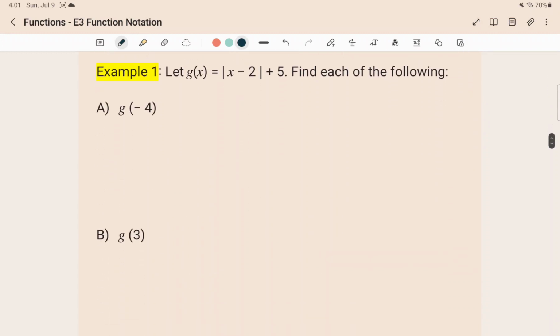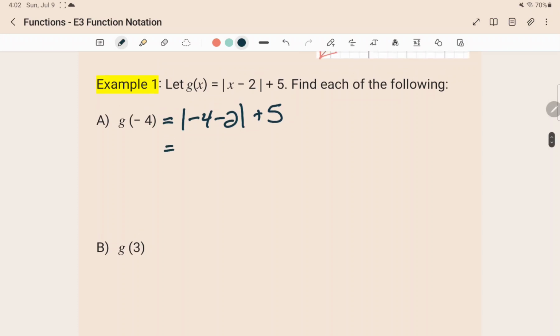Let's try our first example. Let g(x) equal the absolute value of x minus 2, plus 5. Find each of the following. All we're doing is evaluating our function g when x equals -4. So let's plug it in. g(-4) equals the absolute value of -4 minus 2, plus 5. And then we just simplify.